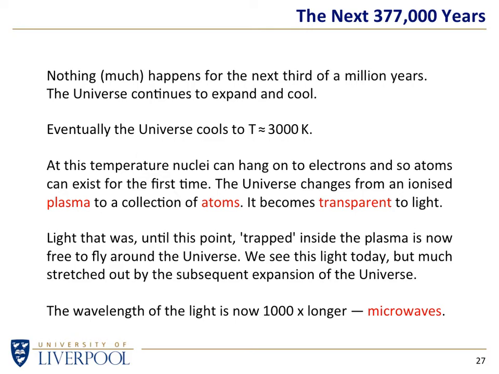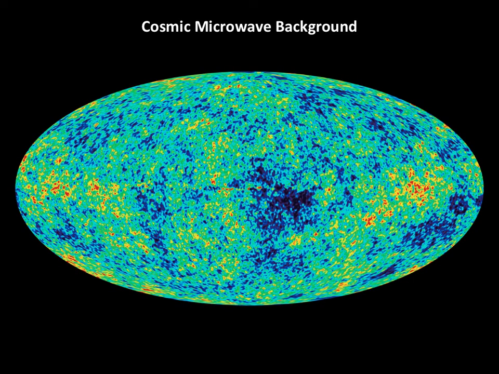Visible light has a wavelength of about a micron, 1,000th of a millimeter. Stretch it by 1,000, you end up with wavelengths of order millimeters or so. You end up with microwaves. And that is the cosmic microwave background. That is why it is sometimes described as the afterglow of the Big Bang, because it was the first point at which light was released from the Big Bang.